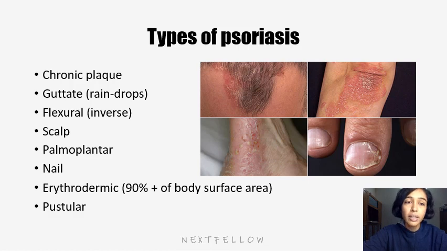Scalp psoriasis, palmoplantar psoriasis can occur, and sometimes this can be pustular. So you can have palmoplantar pustulosis. Nail psoriasis, and a typical form is erythrodermic psoriasis. This means 90% or more of the body surface is covered with psoriasis. Pustular psoriasis is another separate entity.